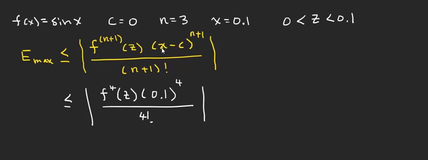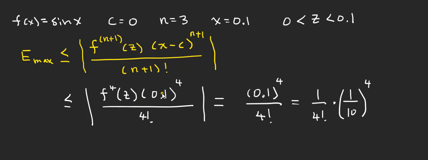Since x equals 0.1, center is 0, you get 0.1 over here. Now, we just talked about what should be our maximum value of this, f to the fourth derivative of z. This is 1. Since that's 1, you get quantity 0.1 to the 4th power over 4 factorial, which is the same thing as 1 over 4 factorial times 0.1, which is the same thing as 1 over 10, and quantity 1 over 10 to the 4th power.